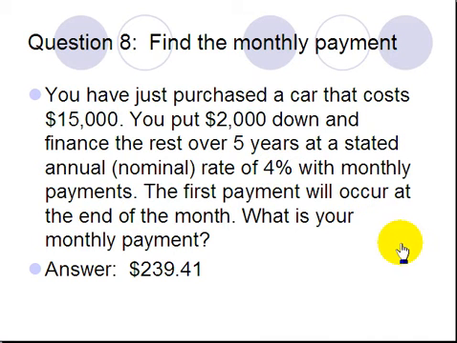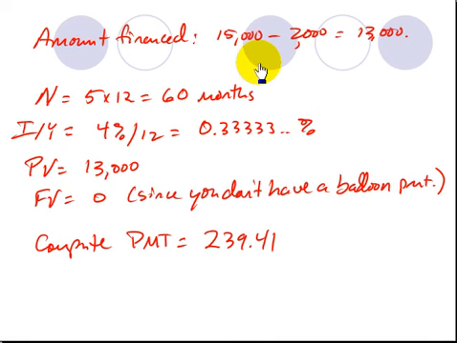All right, well, let's go ahead and move straight to the solution of this. We're going to finance 15,000 minus the amount we put down. We're going to finance 13,000 bucks. We're going to finance it over 5 years at 12 payments per year, one payment a month, which is 60 months. The interest rate is going to be 4% divided by 12, which is 0.333% per month.